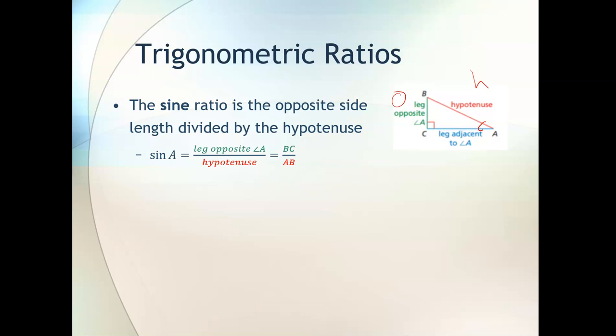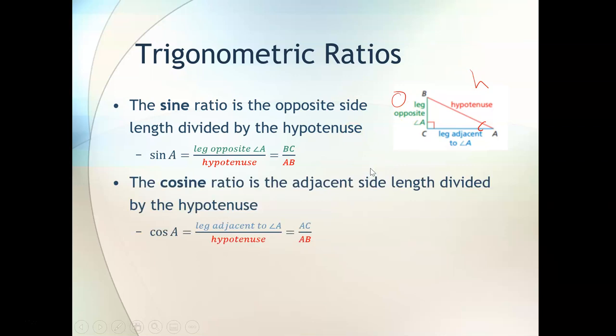Okay. I'm pretty sure there's another one on the slide, so I'm just going to put it up there. Cosine, yes, I was right. Cosine is adjacent over hypotenuse. So both sine and cosine have the hypotenuse as the bottom number.